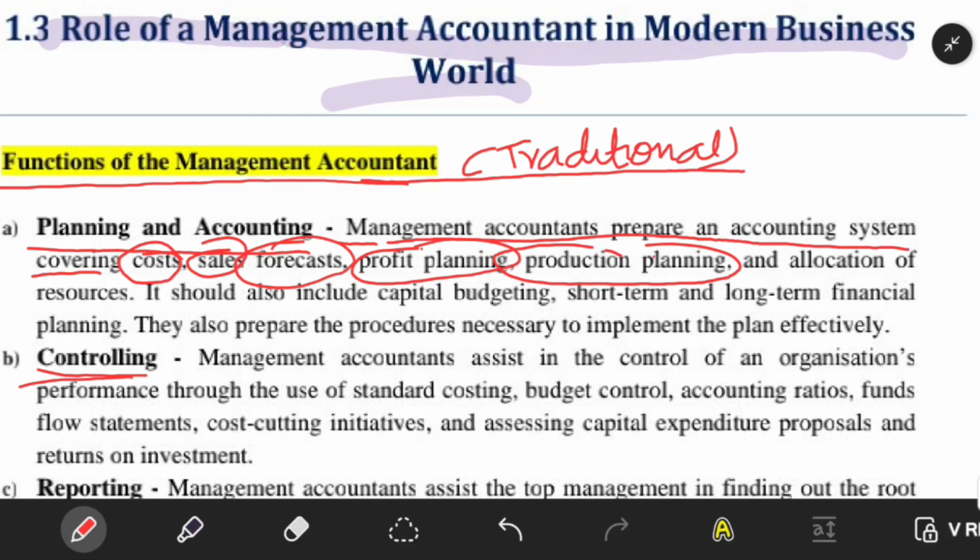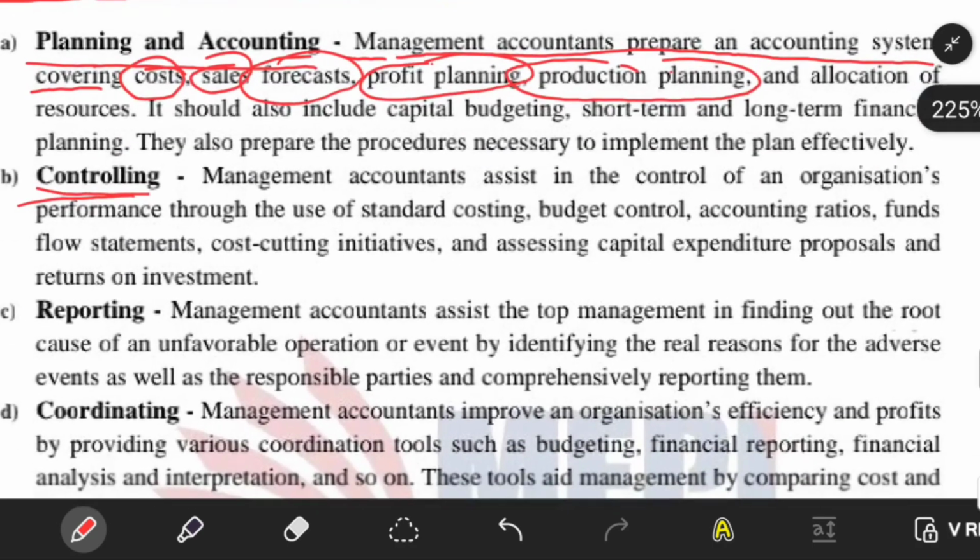Now the third point is reporting. They prepare reports and submit them to the top management, and these reports help the management to understand what is going wrong, why the profits are low, which department is performing badly, and based on this management takes better decisions.